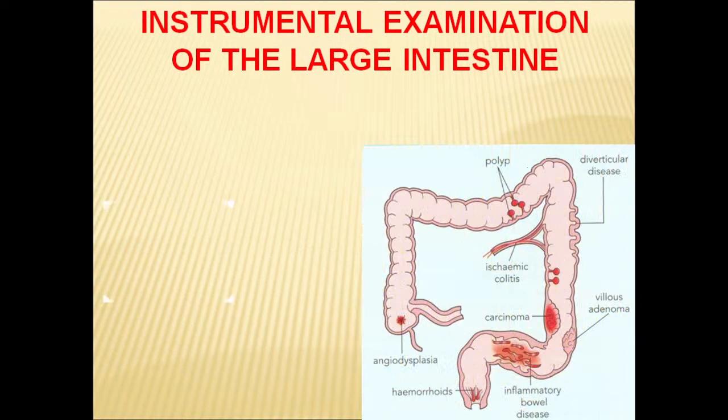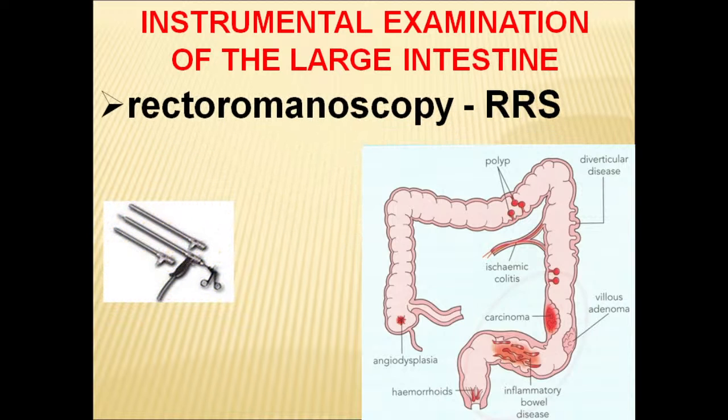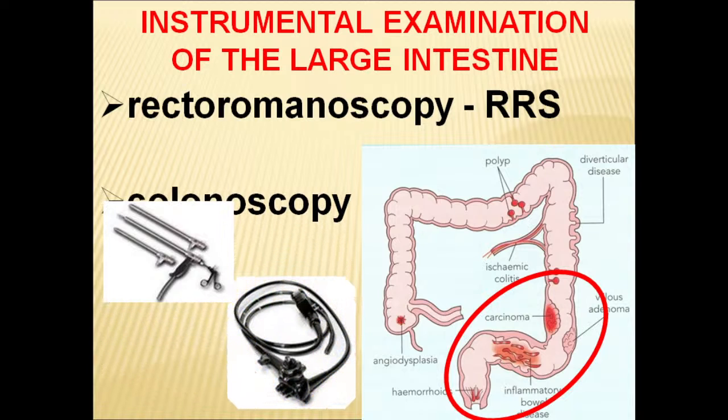Large intestine, more easy exam. First of all, if the pathological process localizes in its lower part, and the patient complains of any discomfort during defecation or bloody defecation, we'll send him for rectal romanoscopy, which is examination of the lower part of the large intestine, because the rectoscope is a metal tube with a length of 40 centimeters.